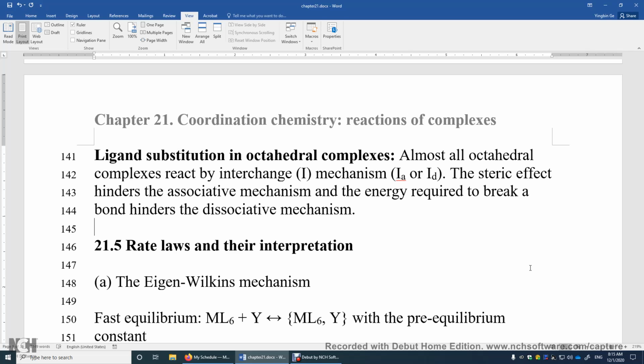Associatively activated means the first step of association is the rate limiting step. Dissociatively activated means the second dissociation step is the rate limiting step. But either way, it's called the interchange mechanism. Either way, you have a partial bond between the transition metal and the entering ligand, and also a partial bond between the transition metal and the leaving ligand.